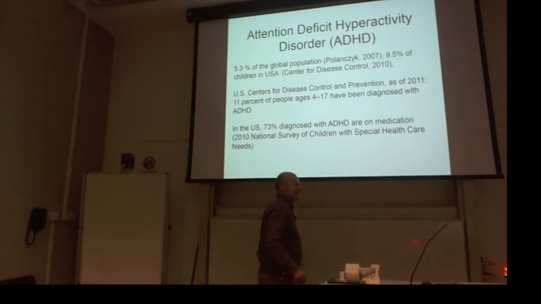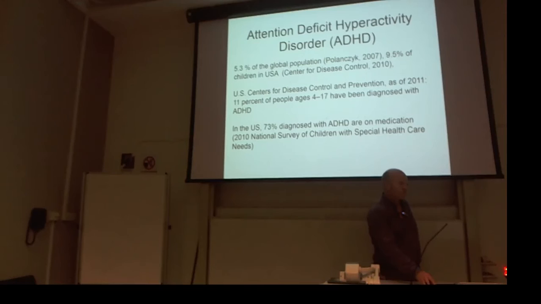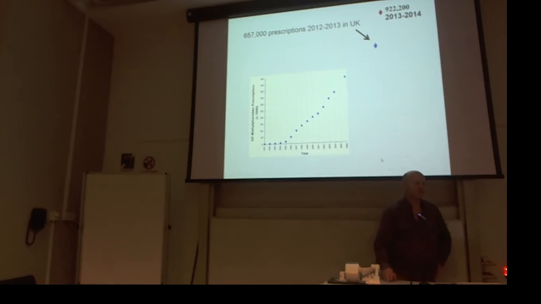And most of those children are on medication, 73%. But is that ADHD medication? It's medication, yeah, for ADHD, which is very many different types. But right. We'll have a look at that. We'll have a look at data for the UK in more detail.